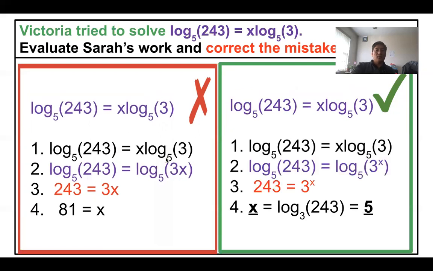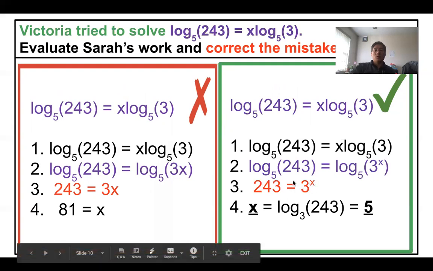So how do you change it? Instead of 3 times x, you should go 3 to the x power. Then 3 to the x power is equal to 243. Then here you need to change it back to the log function again. The power goes down, log with the same base 3 here, and 243 here. If you put it into the calculator, you will get x equal to 5.